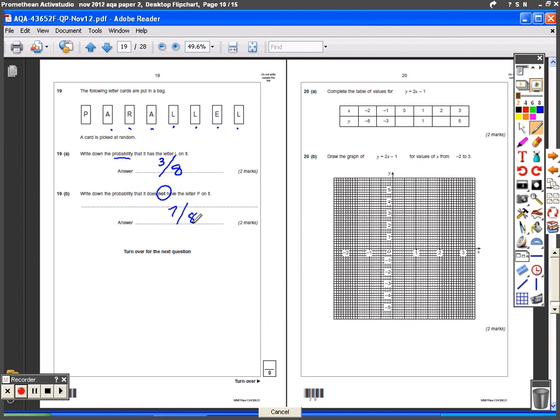Okay, moving on. Question 20a. Complete the table of values for y equals 2x, take away 1. This means 2 times whatever number x is. Take away 1 will leave us with our y value. So if it's 0, 2 times 0 is 0, minus 1 puts us on minus 1. And if 2 needs to go into here, 2 times 2 is 4. Take away 1 would give us an answer of 3.